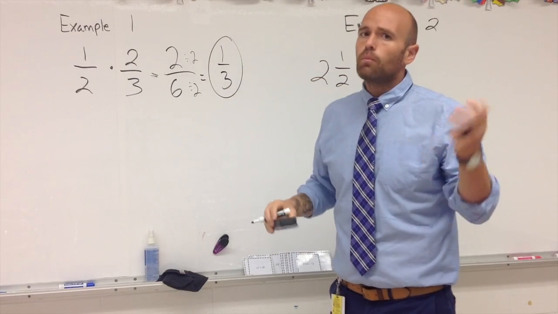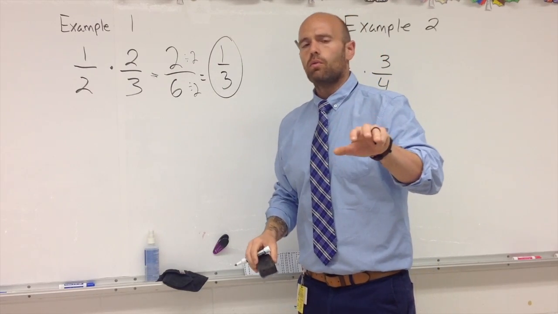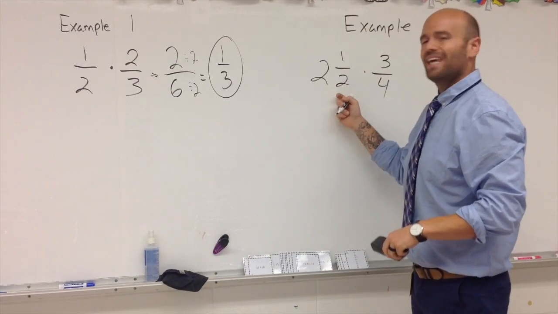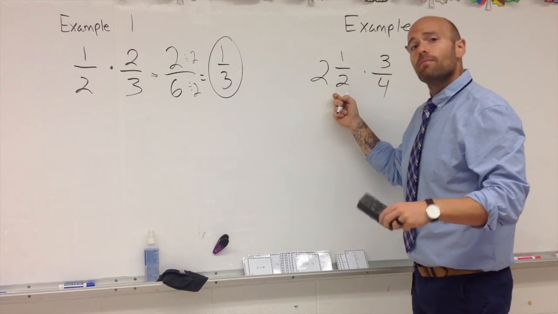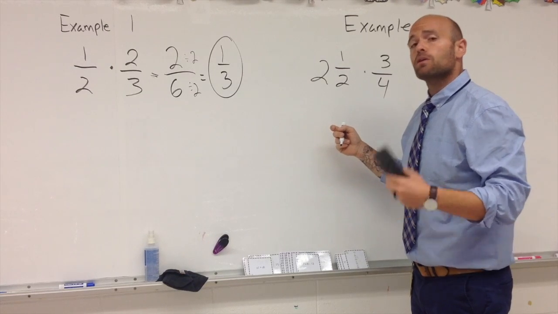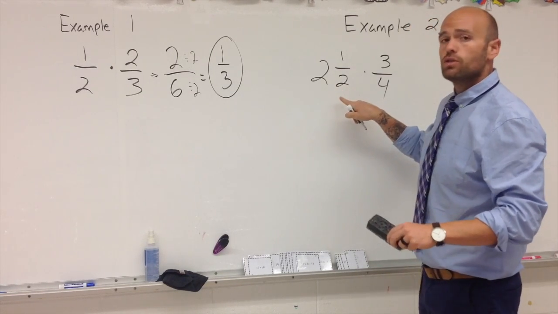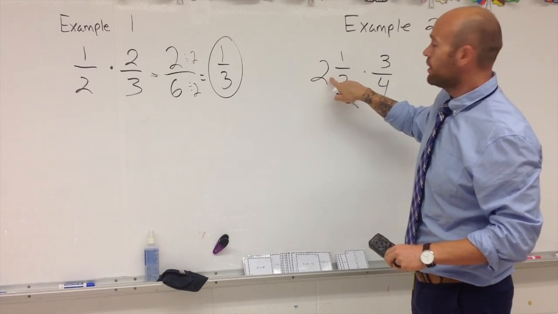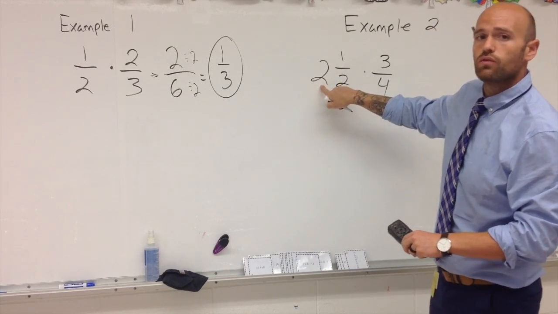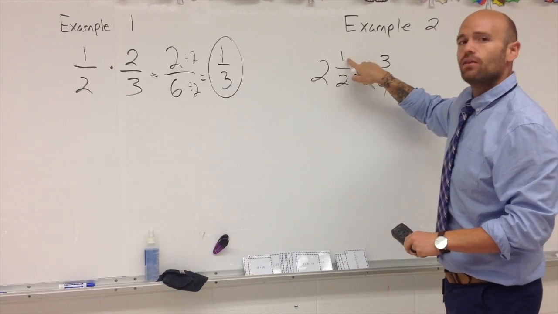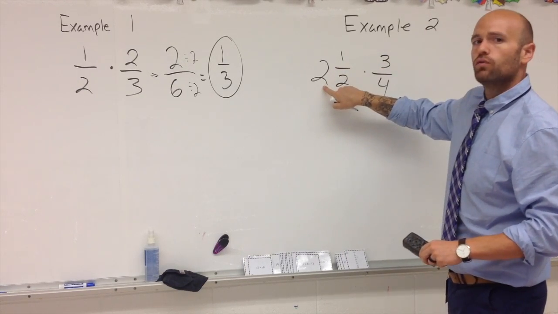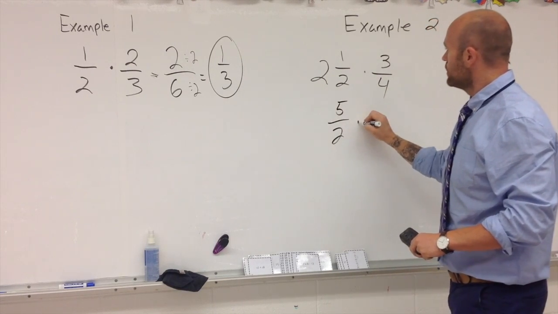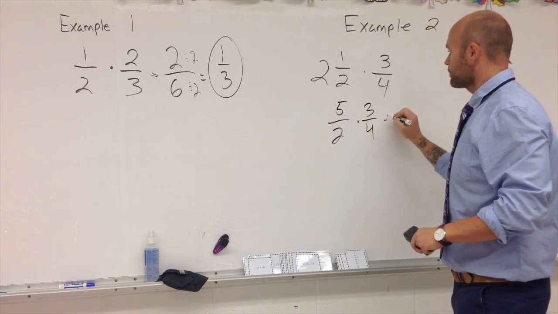Alright, now, pretty much the only rule with multiplying fractions, other than going straight across, is you can't have a mixed number. If you have a mixed number, you have to change that to an improper fraction. So to do that, we take the denominator times the whole number, so 2 times 2 is 4, and then we add the numerator, 4 plus 1 is 5 over 2, times 3/4.